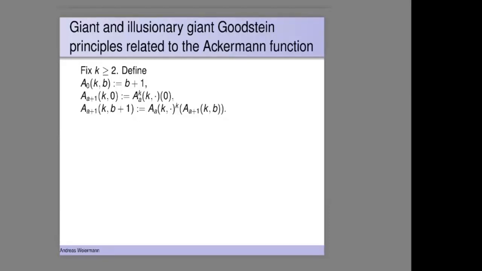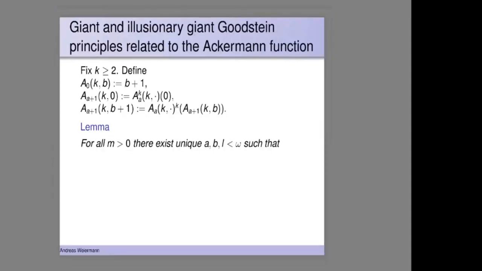Now for the standard Ackermann function, you would use this recursion for k equal to 1, and I use it now for general k at least as big as 2. It's clear that for fixed a, the function will be primitive recursive. If I consider this as a function in a, k, b, it will be a non-primitive recursive function.